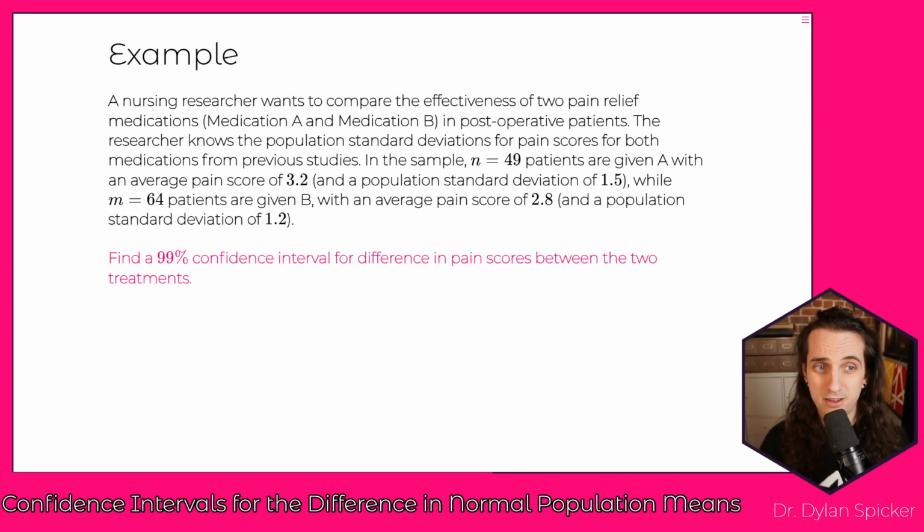So let's take a look at an example of how this all comes together in this setting. We have a nursing researcher who wants to compare the effectiveness of two different pain relief medications, medication A and medication B, specifically looking at post-op patients. The researcher knows the population standard deviation for pain scores for both medications from previous research. In the sample, n equals 49 patients are given A, and they report an average pain score of 3.2. The population standard deviation is 1.5. M equals 64 patients are given B, and they have an average pain score of 2.8. The population standard deviation is 1.2 here. We want to form a 99% confidence interval for the difference in pain scores between these two treatments.